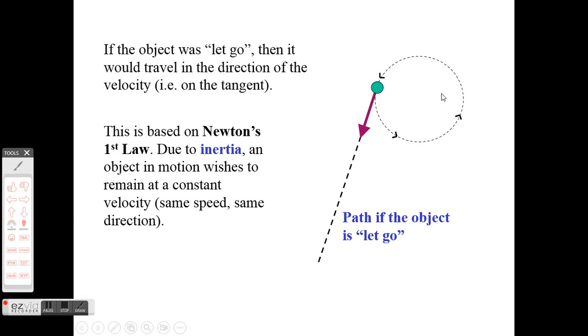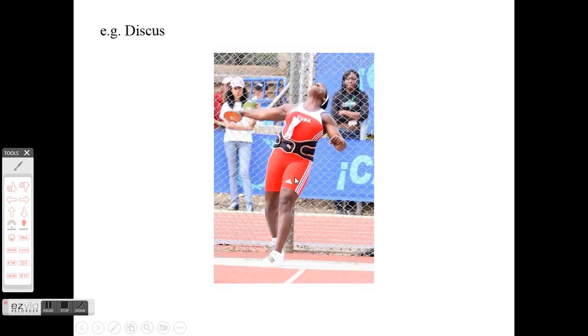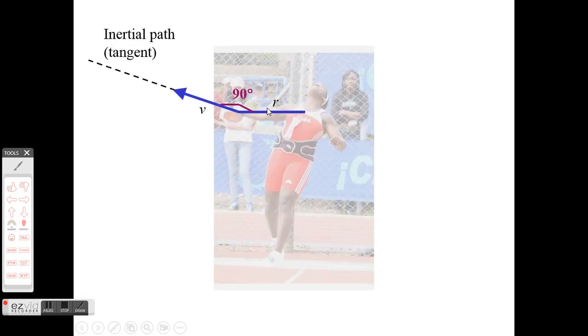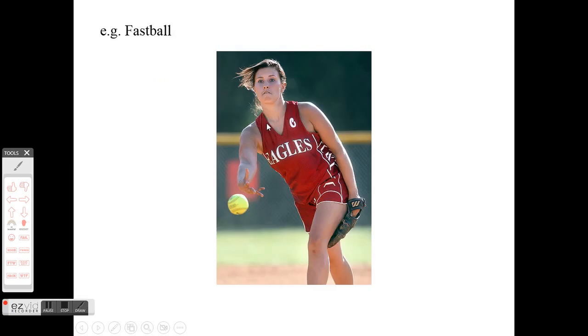All right, so think discus. We spin around, and again, we're trying to draw this three-dimensional vector on a two-dimensional picture, but whatever direction that arm is pointing, the disk is going to travel away from this guy's body at 90 degrees to that. Or if we're playing fast pitch, this ball is going to leave the hand at 90 degrees to the motion, or 90 degrees to the arm's direction.